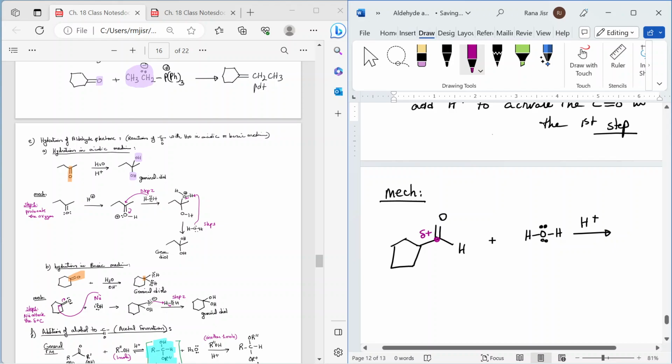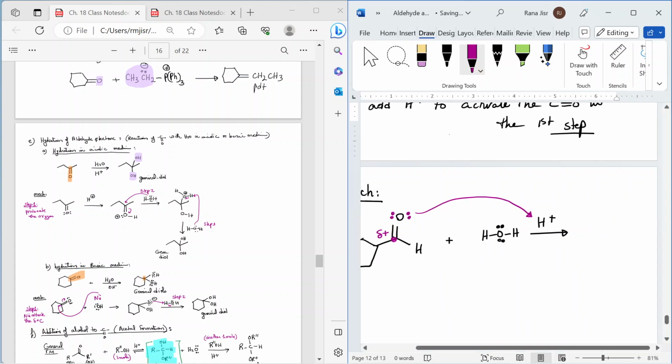So step number one in the reaction, your lone pairs on the oxygen are going to act as a base, and they're going to come pick that acidic hydrogen. So when they come pick that acidic hydrogen, you are going to end up protonating the oxygen. It's a straightforward reaction. Here you go, with a positive charge and a hydrogen.